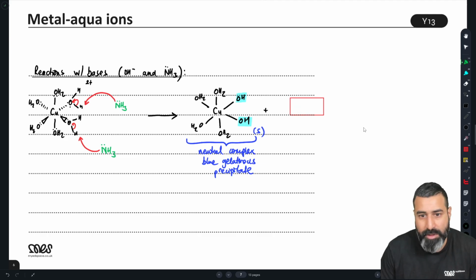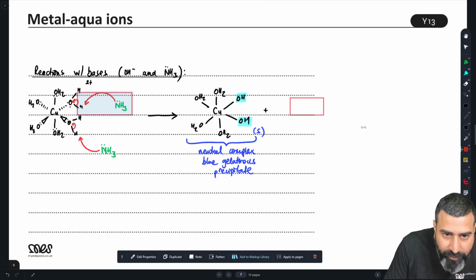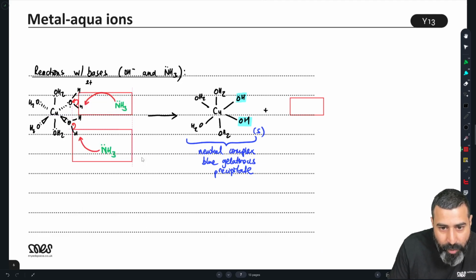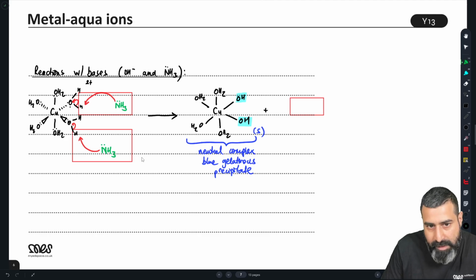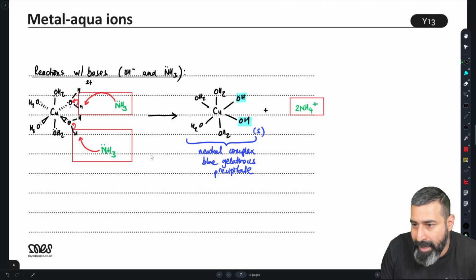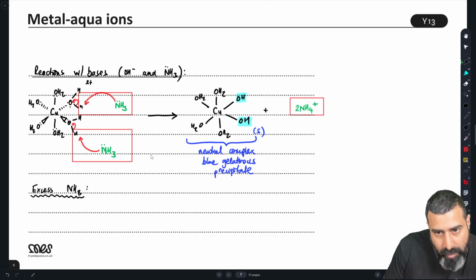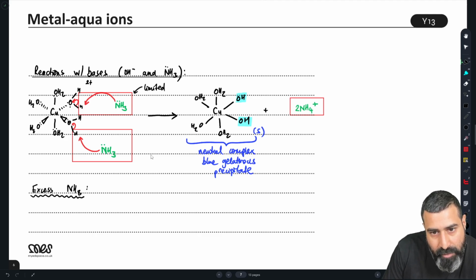This time we don't form 2 lots of H2O because we are protonating the ammonia. And if we're protonating the ammonia, we're going to get 2 ammonium ions. So this time we're generating 2 lots of NH4+, where we get the same neutral complex forming. But this time, if I add excess NH3, something happens. So this is when I add a limited amount of NH3. So this was a limited amount of NH3. So 2 equivalents.